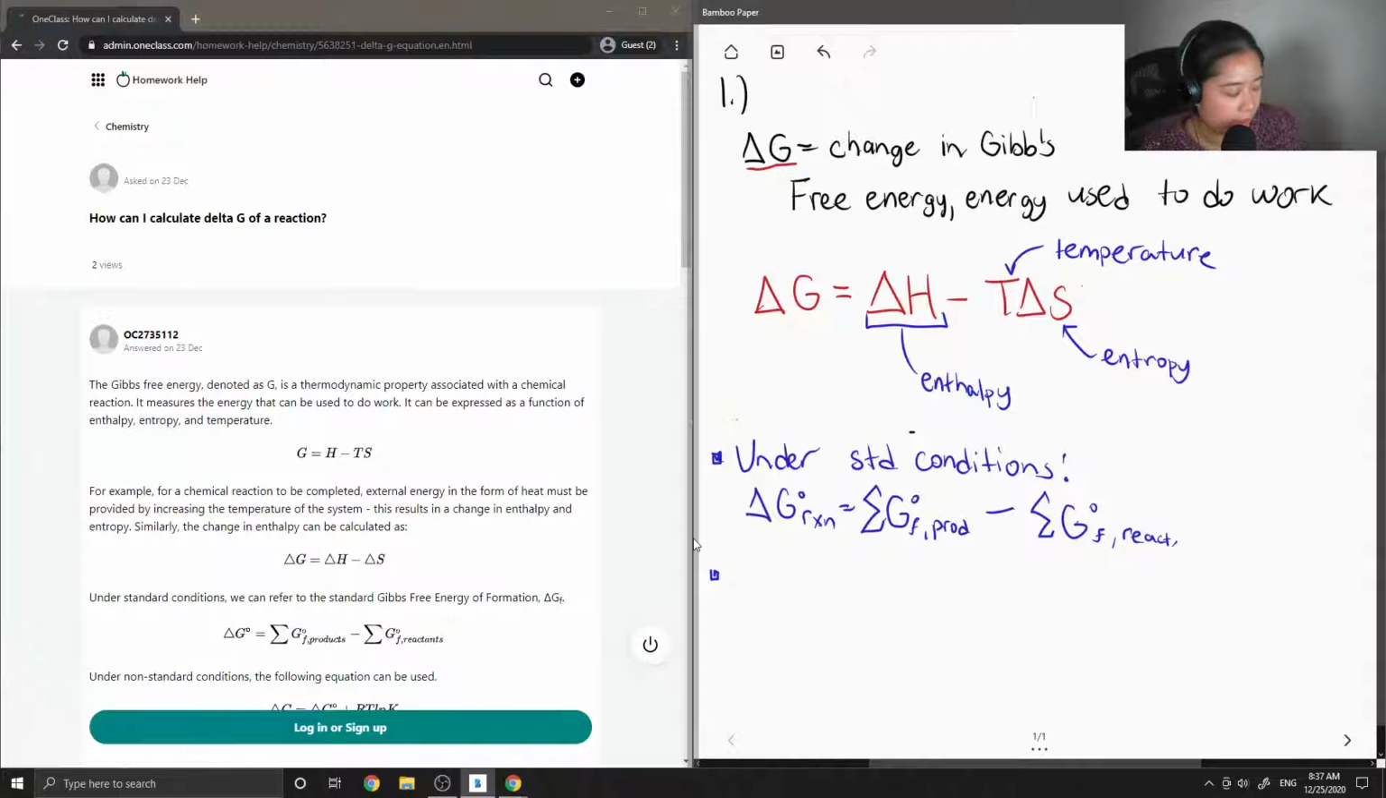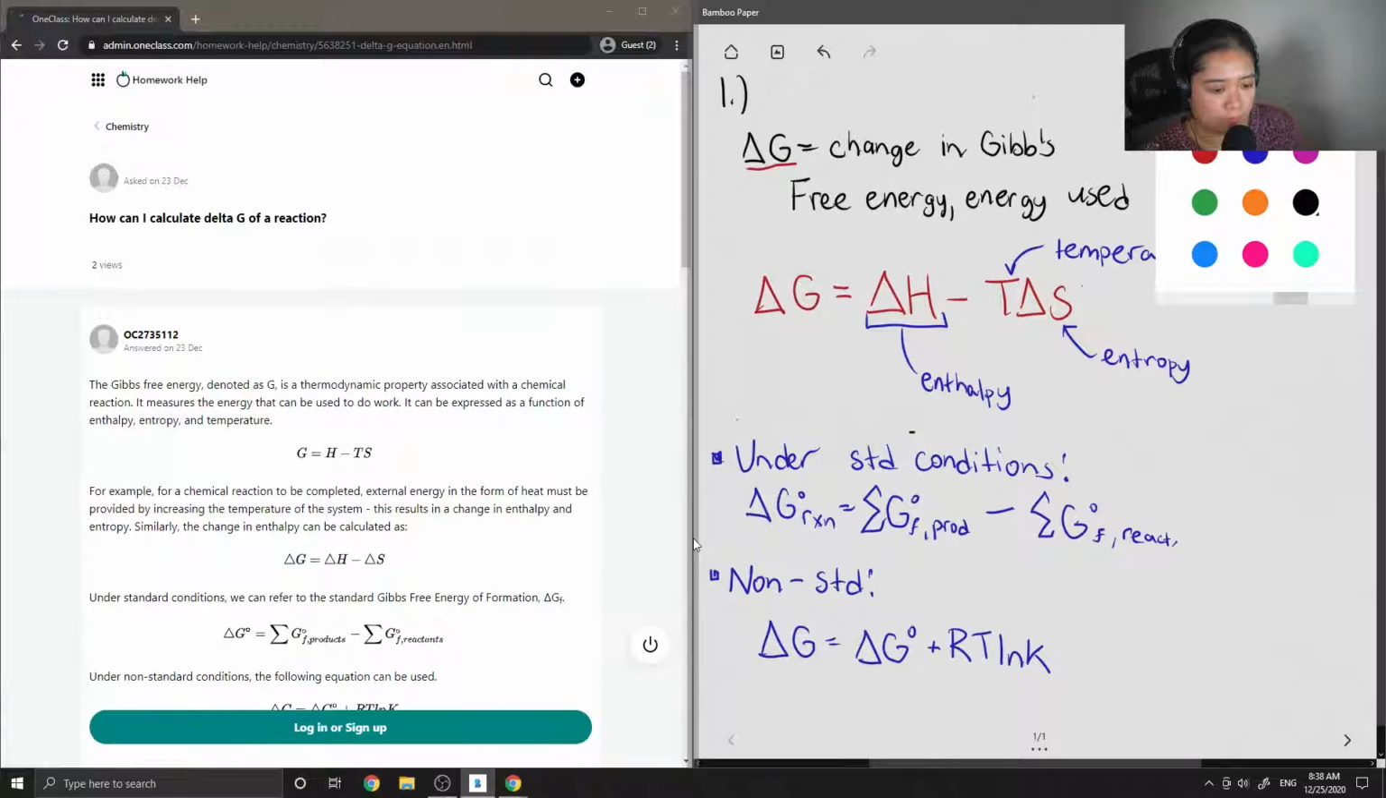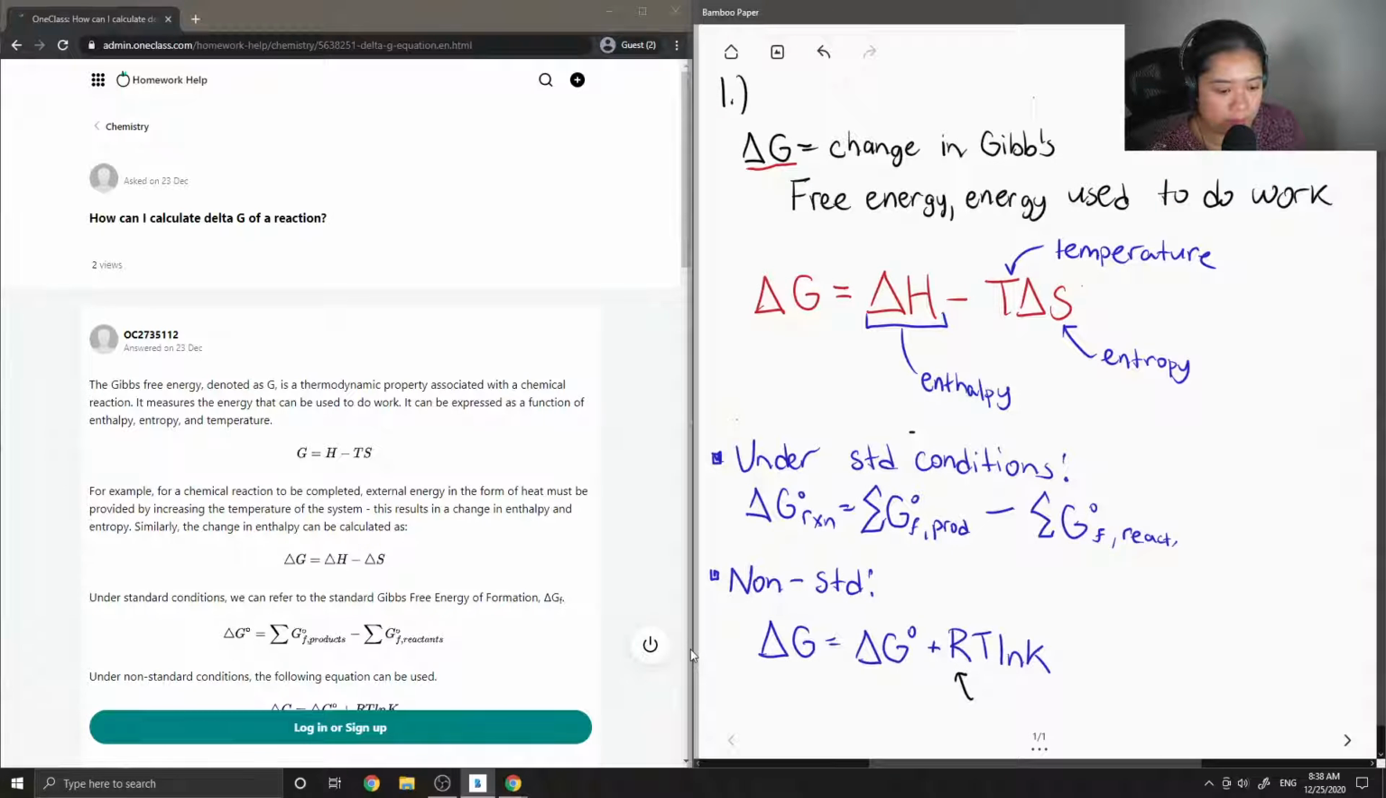But realistically, not all conditions are standard. So when you want to solve for non-standard conditions, you would use the following, where the delta G is equal to the standard delta G plus RT ln K. So R is just the gas constant, and K is a constant as well that can be calculated.